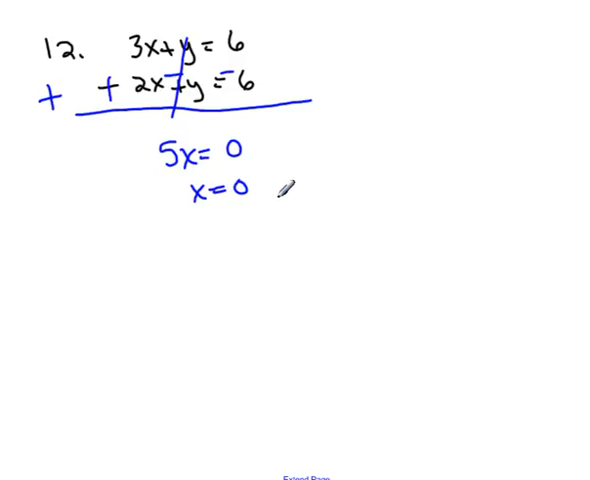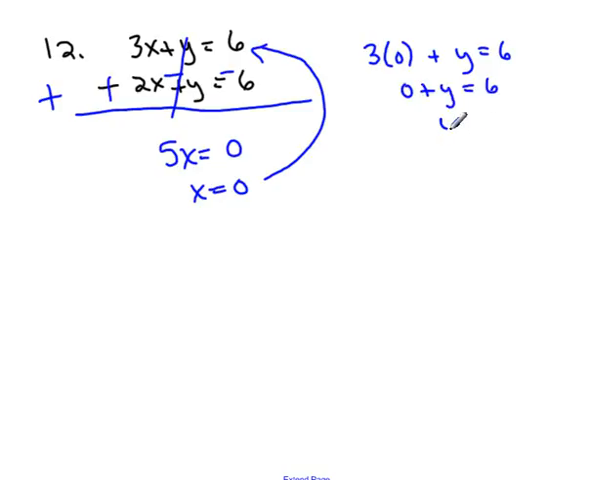I want to replace that into either equation. I'll use the top equation. So 3 times 0 plus y equals 6. Well, 3 times 0 is just 0. And 0 plus y, of course, is just y. So the answer here is 0, 6.